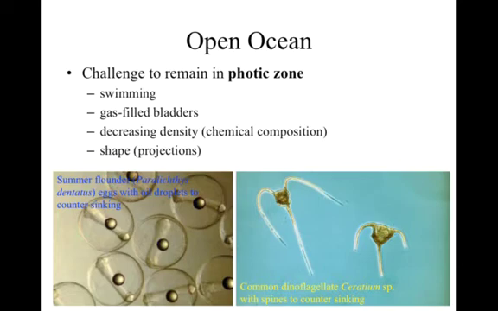Then we move out into the open ocean where everything's much different. One of the big problems in the open ocean is that it's challenging to remain in the photic zone. Most organisms tend to sink, and as they sink, they get out of the region where the sun can penetrate. To counteract that, a lot of organisms actively try to keep themselves in the photic zone. They do so by swimming, by using gas-filled bladders that allow them to float up, by decreasing their density, or by altering their chemical composition, maybe changing their salt composition.